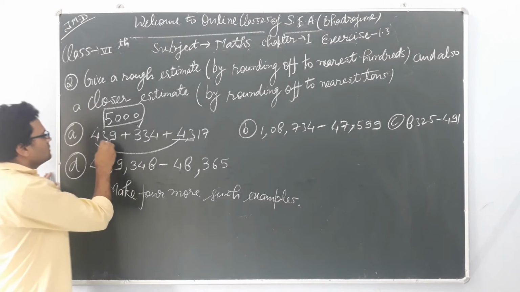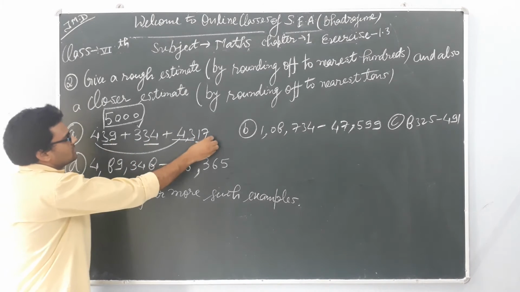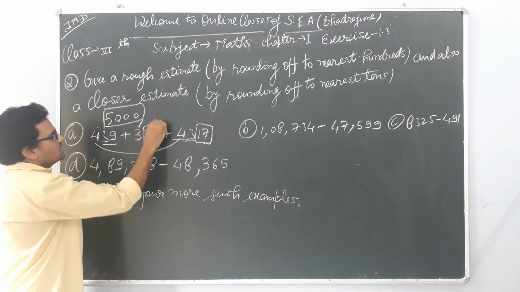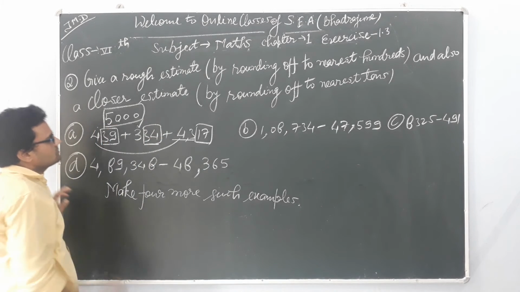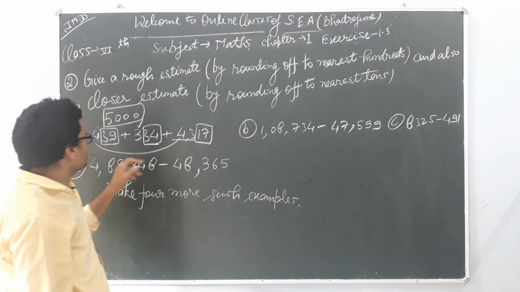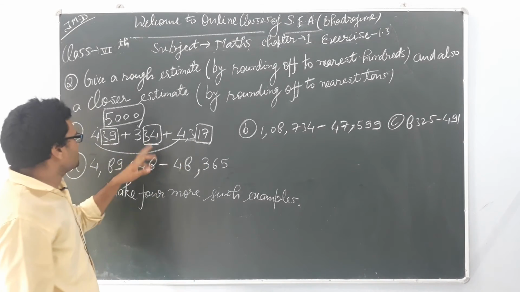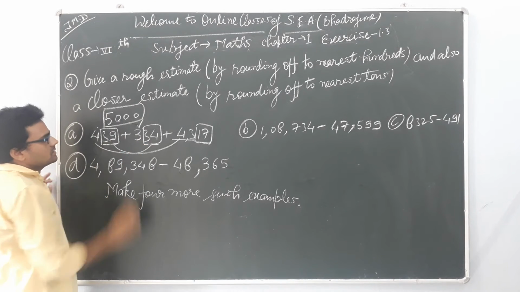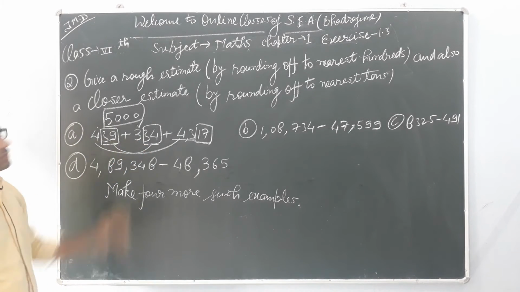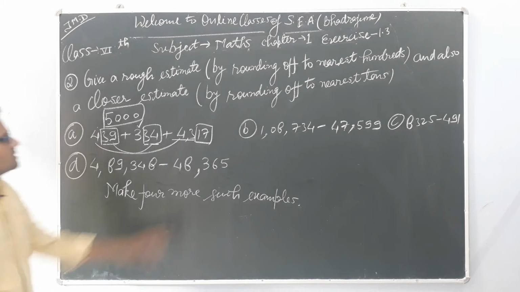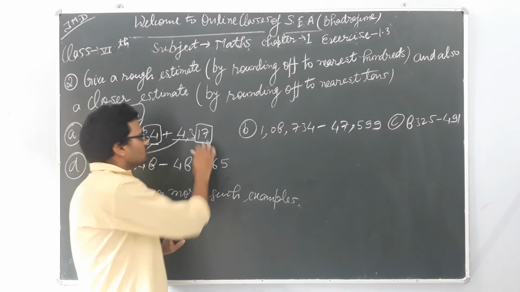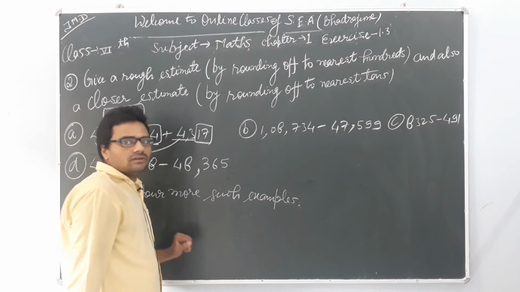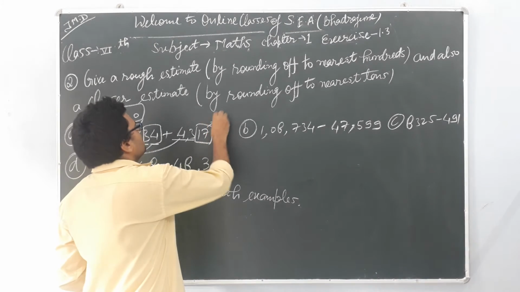Now this is 39, this is 34, and this is 17. So the nearest tens: 34 plus 39. 30 plus 30 is 60, and 4 plus 9 is 13. 60 plus 13 is 73. 73 plus 17: 73 plus 7 is 80, 80 plus 10 is 90. So this is 90.